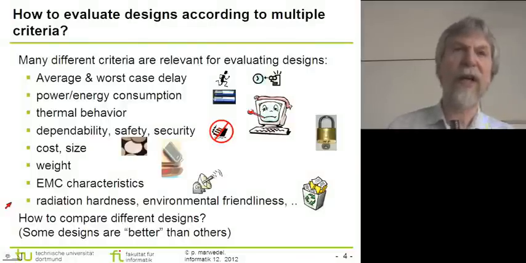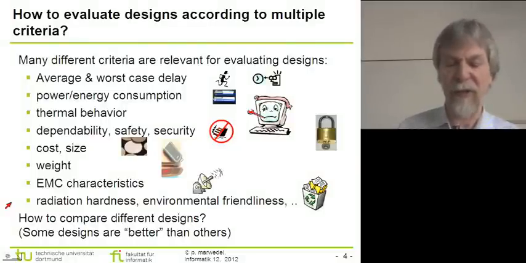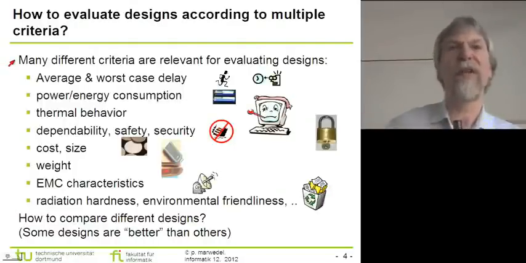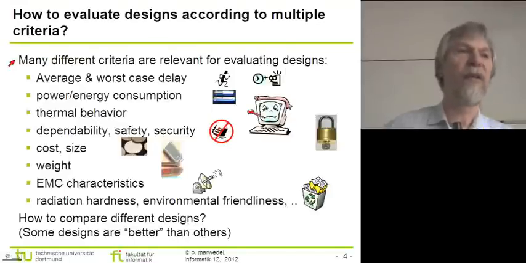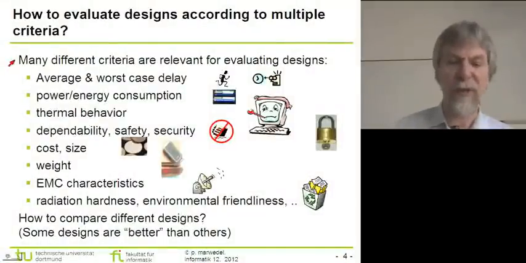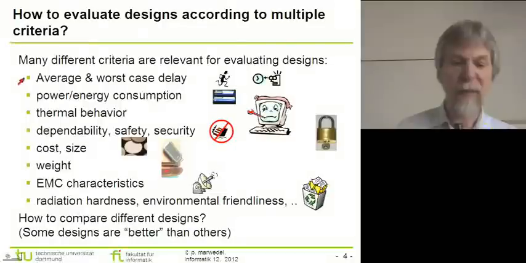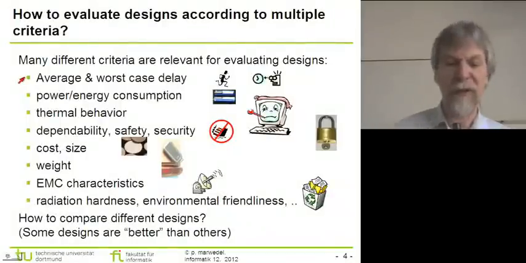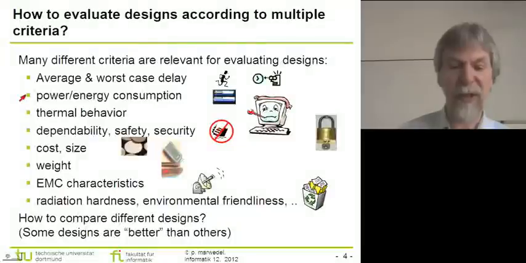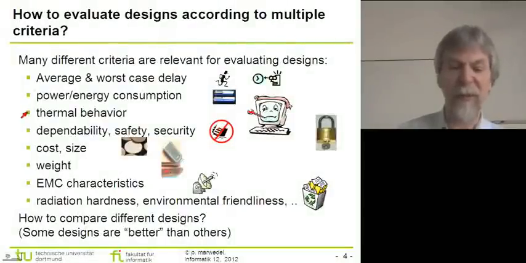So therefore, let's look at these techniques for evaluation and validation. Well, how do we evaluate different designs? First of all, it's important that we remember that we have usually many different criteria, many different objectives by which we can evaluate a certain embedded or cyber-physical system. And many of the criteria are shown on this slide. We have to care about the average and worst case delay of our computations. We have to care about the power and the energy consumption. We have to care about the thermal behavior.